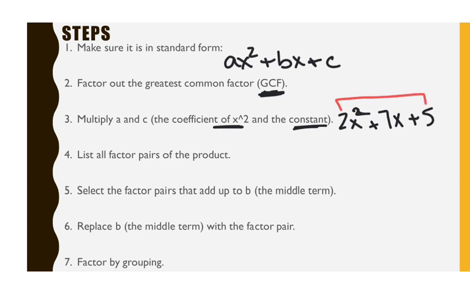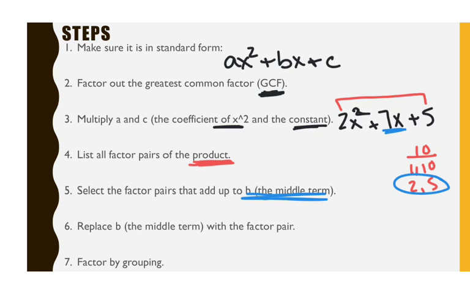If that was what we were trying to factor, we would start by multiplying the 2 times the 5. Then it says list the factor pairs of the product. In that example, 2 times 5, the product would be 10. So the factor pairs would be 1 times 10 and 2 times 5. Step 5 says select the factor pair that adds up to b, which is the middle term. In this example, that means they add up to 7. So 2 times 5 is 10, and 2 plus 5 is 7.